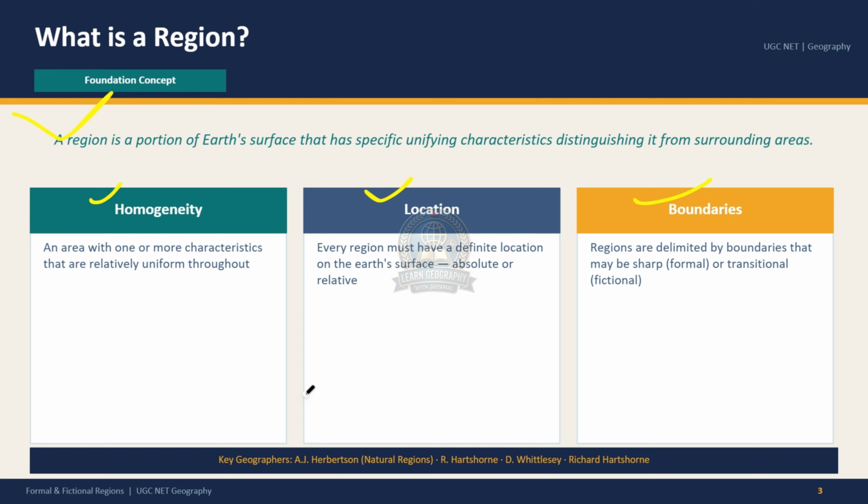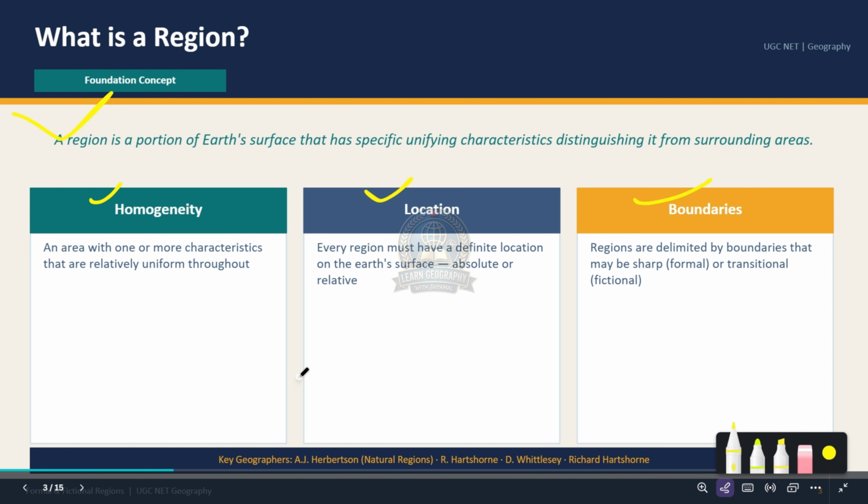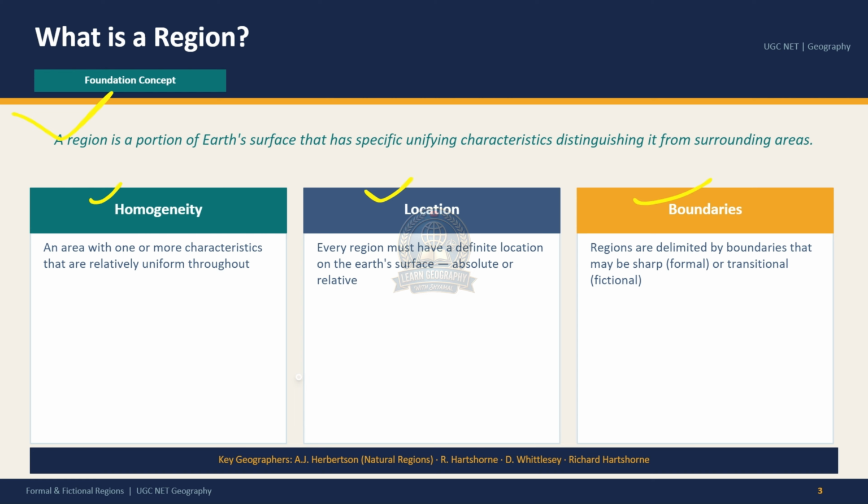Key geographers: A. J. Herbertson, Richard Hartshorne, and David Whittlesey. Okay, these are some key geographers in regional developmental geography.